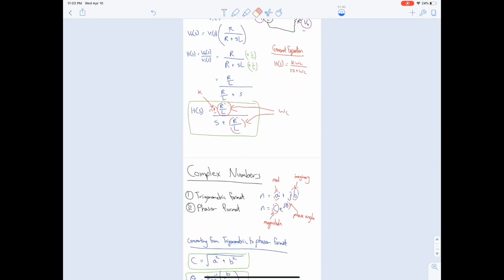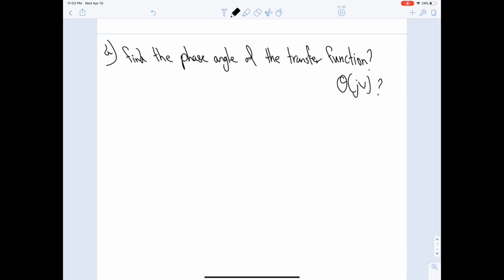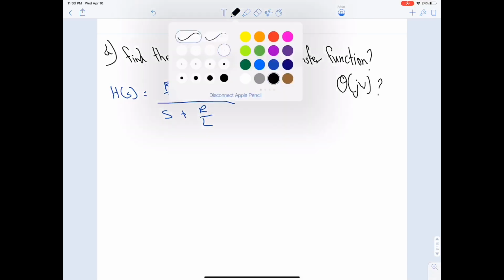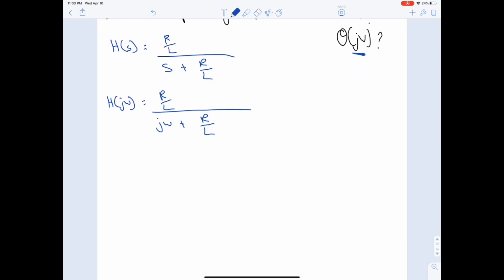What is the transfer function? It's R over L divided by S plus R over L. Let's write it down. So the transfer function is H of S equal to R over L divided by S plus R over L. And as the phase angle is in the form of jw, the first thing that we need to do is remove S and replace it with jw. Okay?